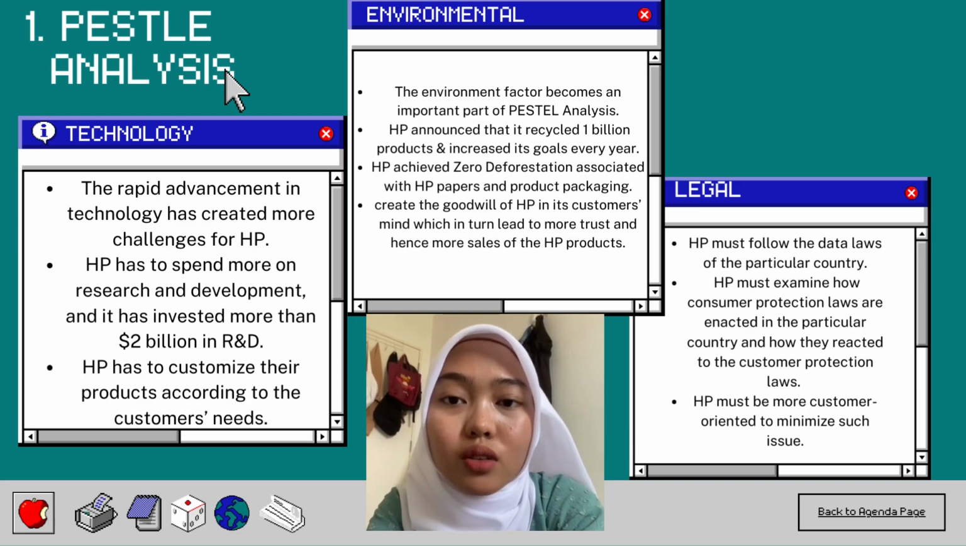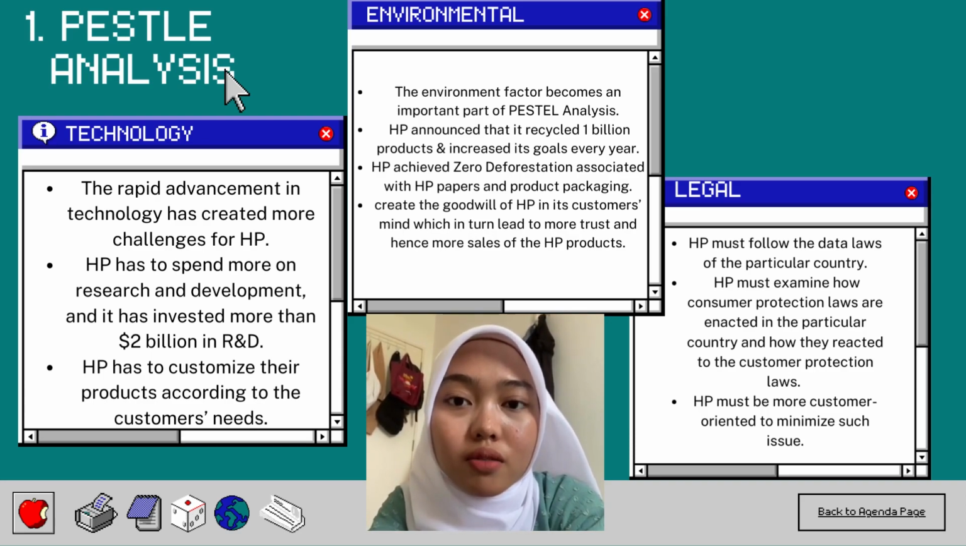Technology is one of the tools that is used by HP to identify the critical external factors using the PESTLE analysis. Technology, being a tech giant, technological factors affect HP more. The rapid advancement in technology has created more challenges for HP.